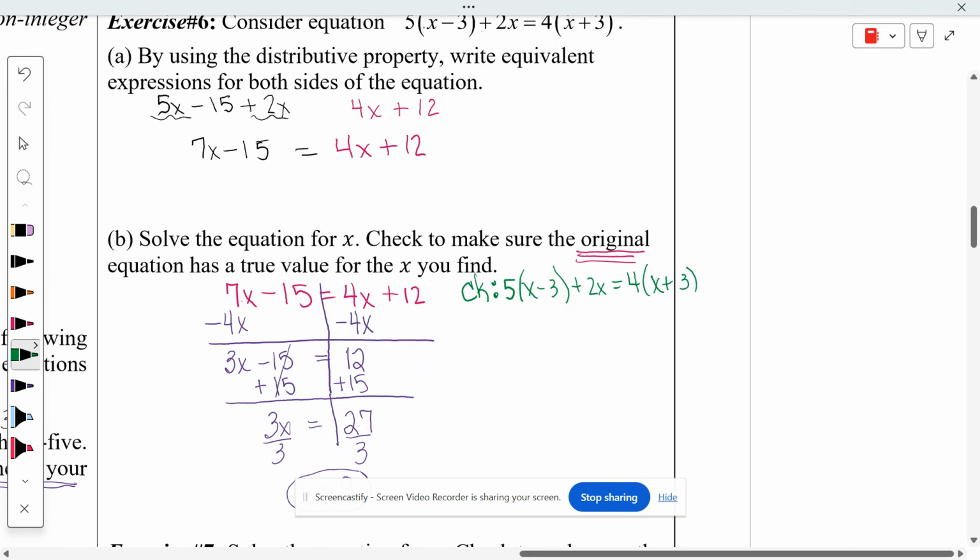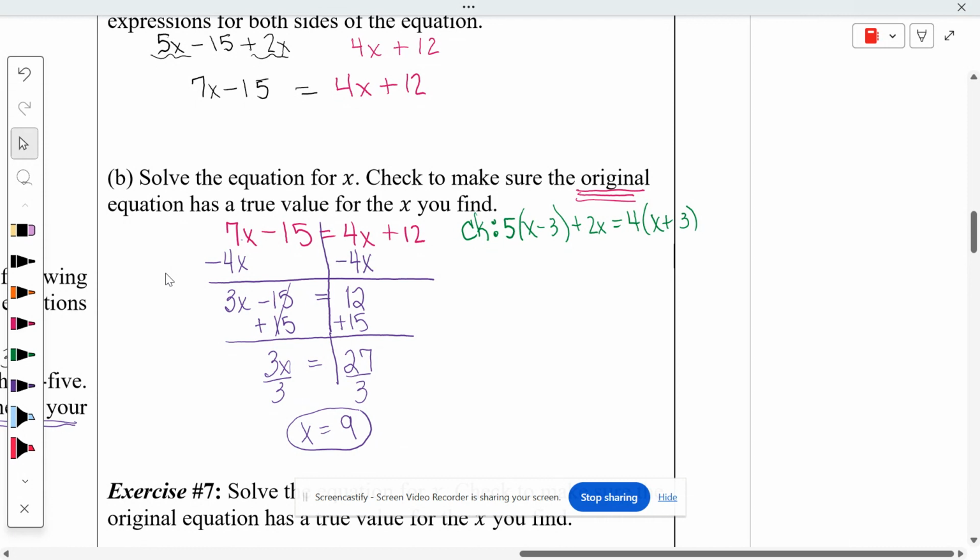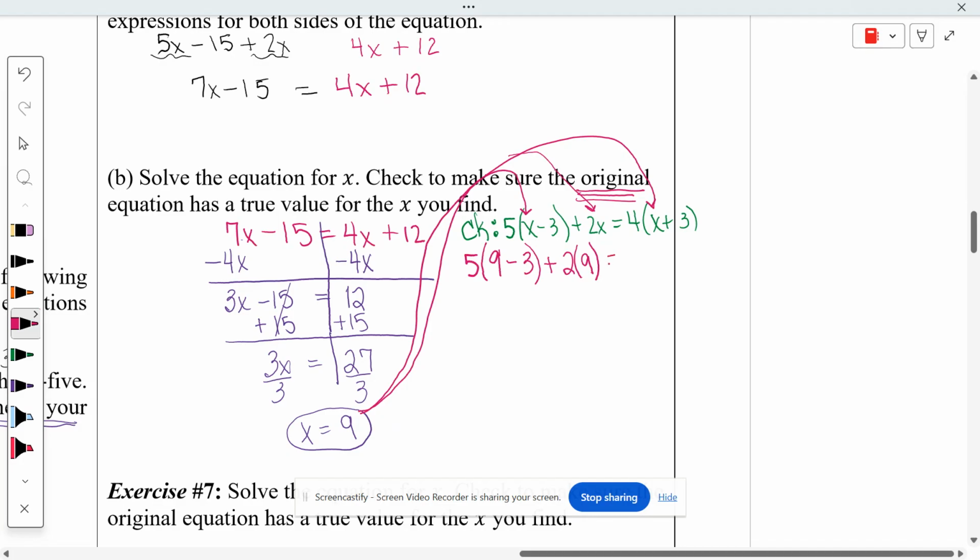Now remember, since our solution is 9, that means that anywhere I see an x, I'm going to put the number 9. So let's rewrite that. 5 times the quantity x is 9, so 9 minus 3, plus 2 times x, which is 9, 2 times 9, equals 4 times the quantity. Remember, x is 9. 9 plus 3.